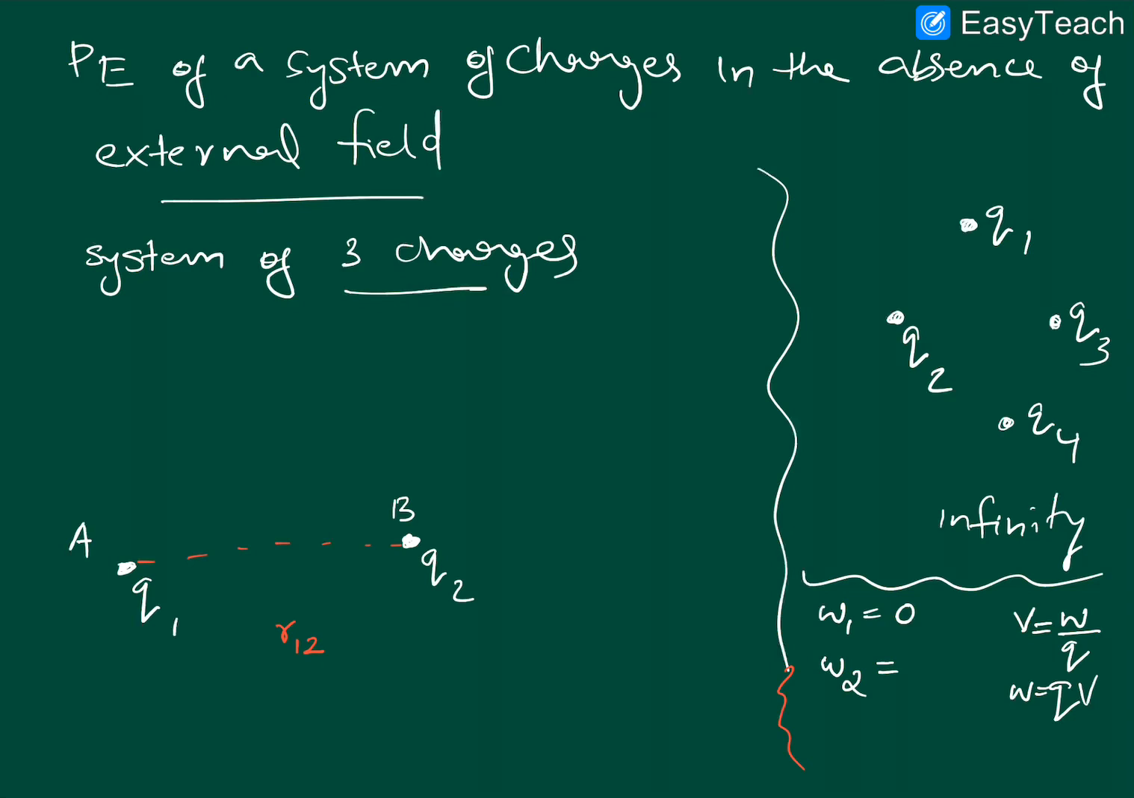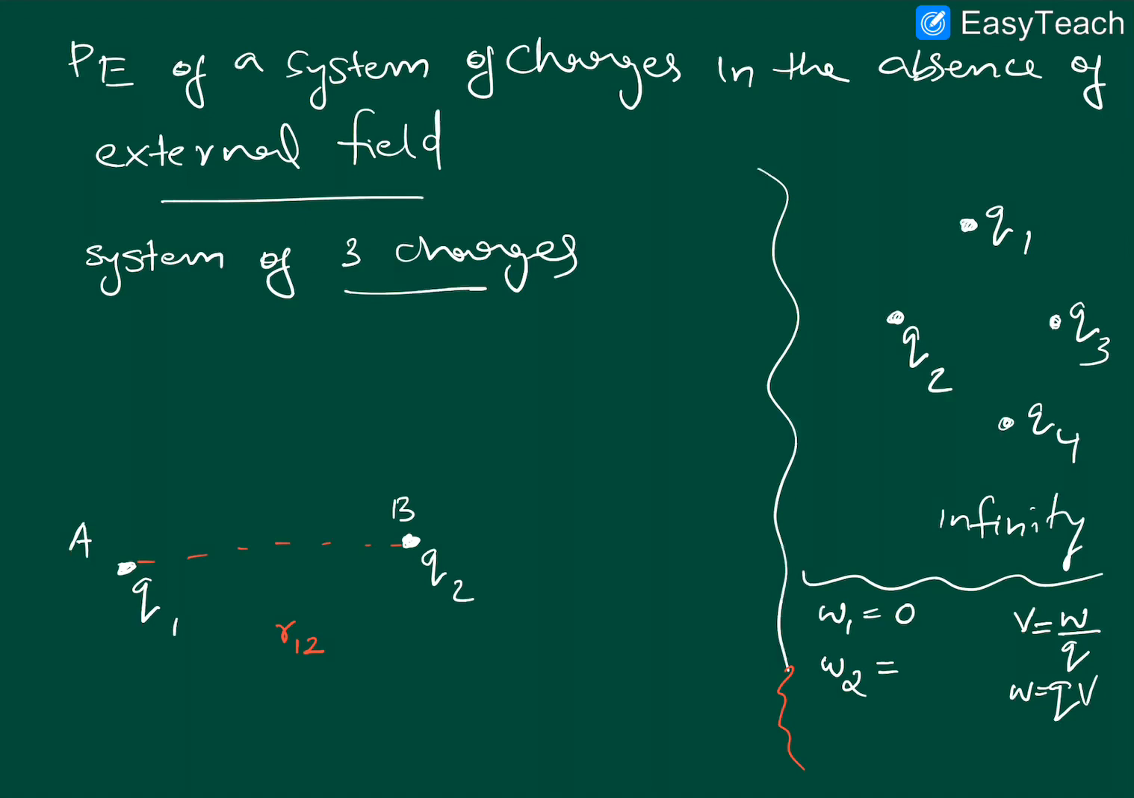What is Q here? Q is the charge you are moving. And what is V here? Potential at the point where you are moving this charge. So Q is the charge you are moving and V is the potential at the point where you are moving this charge Q.